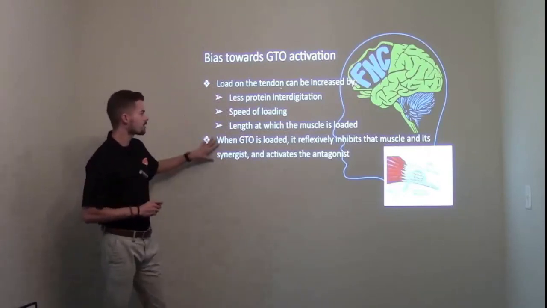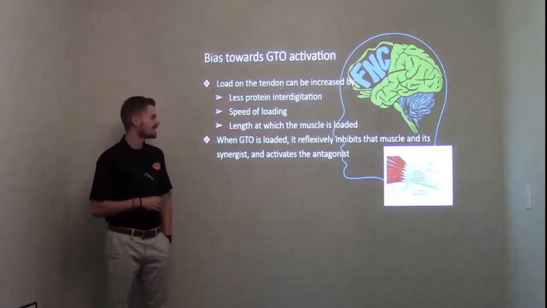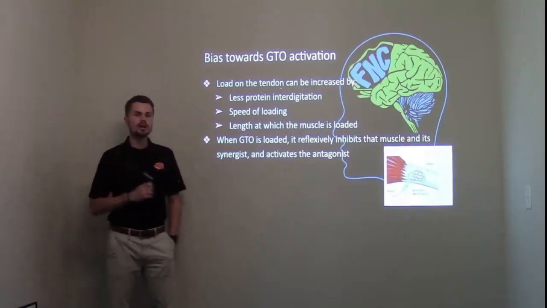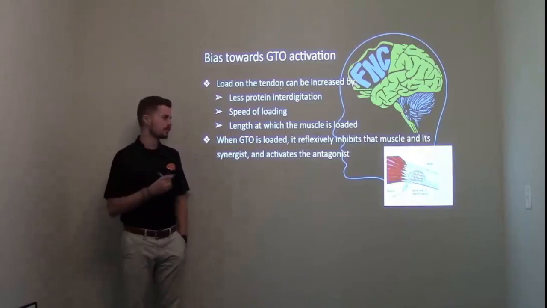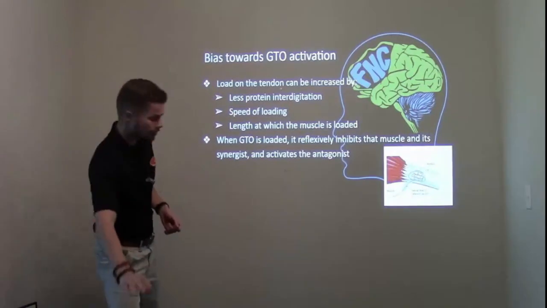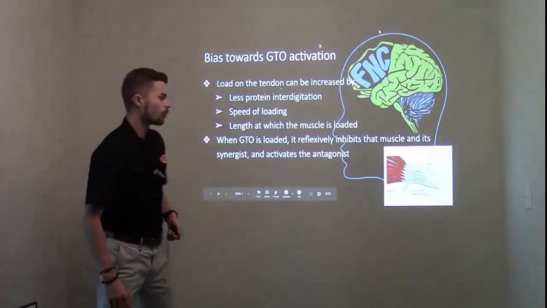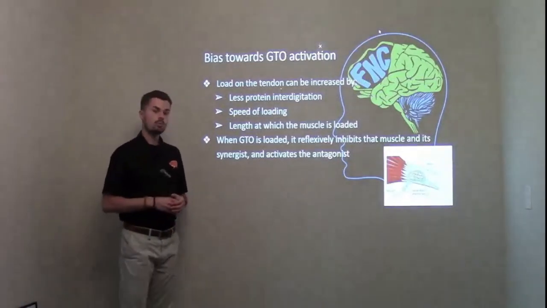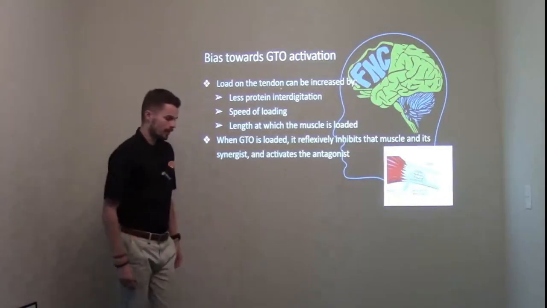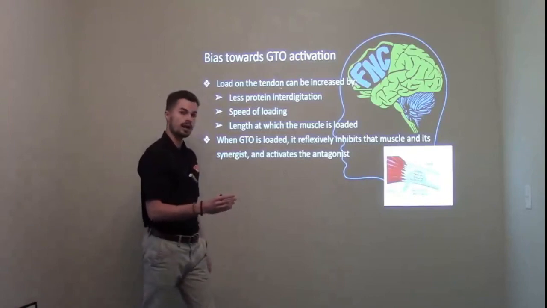So the main concept is that when the GTO is loaded, it reflexively inhibits that muscle and its synergists and activates the antagonist. Okay, so when we talk about cross-cord reflexes, this is a really important concept as well. Meaning that if I'm walking, for example, you're looking at gait. So I put my left leg in front of me and I flex my arm here. On the opposite side, I'm going to have the exact opposite.